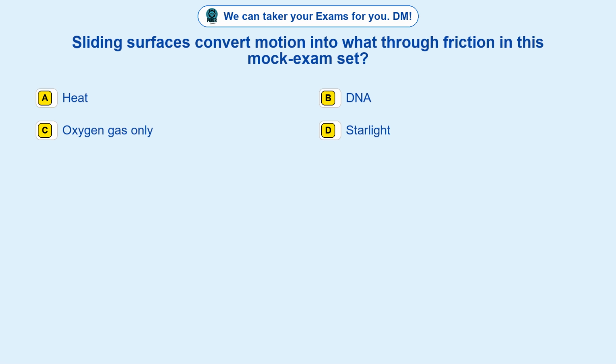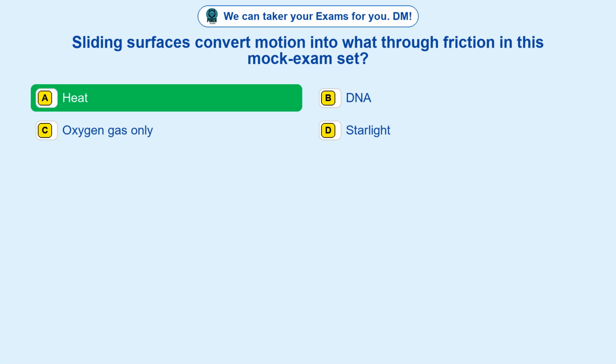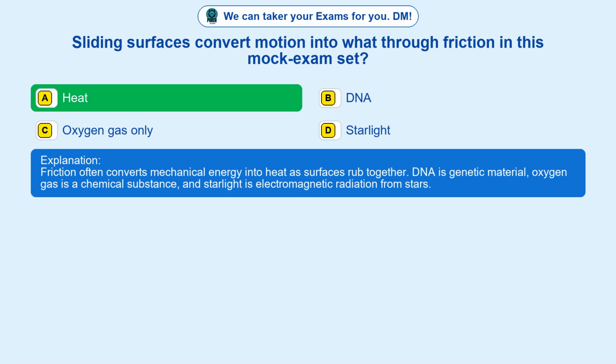Question 64. Sliding surfaces convert motion into what through friction in this mock exam set? Option A, heat. Option B, DNA. Option C, oxygen gas only. Option D, starlight. The correct answer is option A, heat. Friction often converts mechanical energy into heat as surfaces rub together.